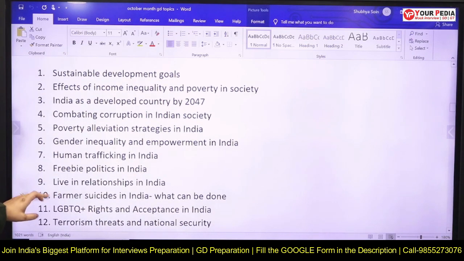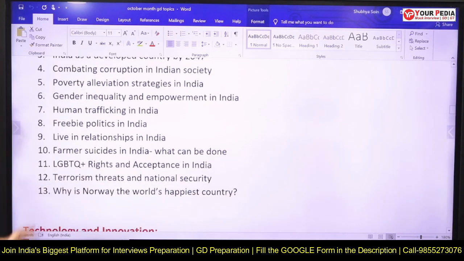Then socio-cultural topics: sustainable development goals, facets of income inequality, poverty in India and poverty in our society. India as a developed country by 2047, combating corruption in Indian society, poverty alleviation strategies, gender inequality and empowerment in India, human trafficking, freebie politics, live-in relationships in India, farmer suicides in India, LGBTQ plus rights and acceptance in India, terrorism threats, national security, and why is Norway the happiest country?